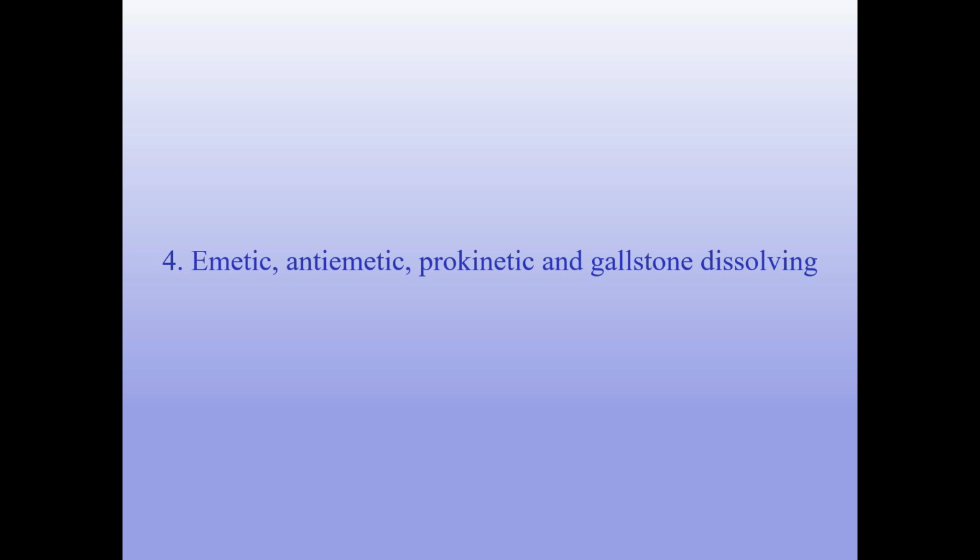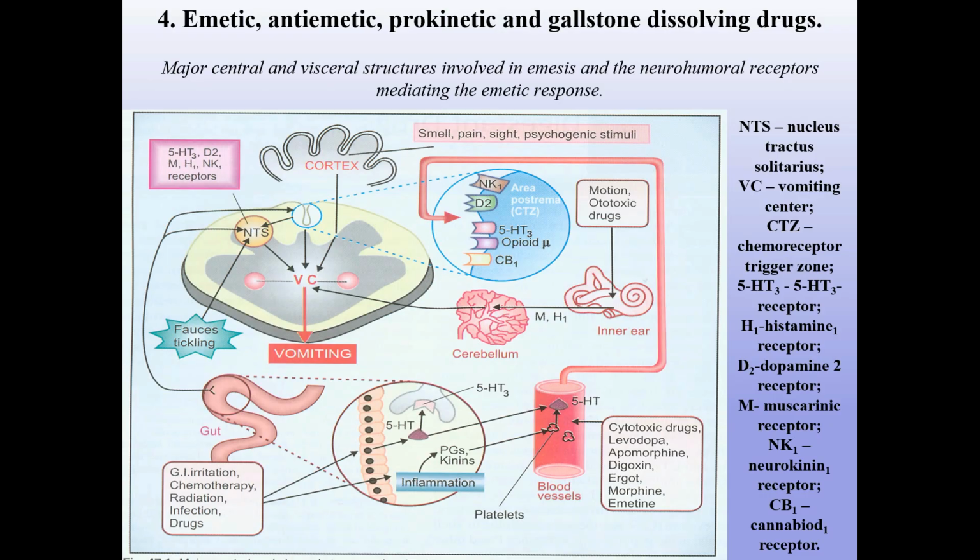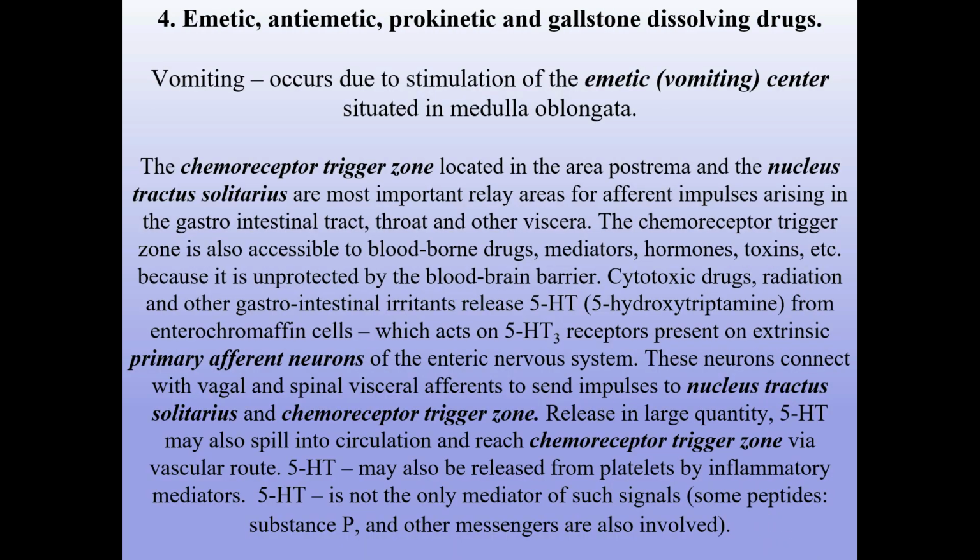The next part of our lecture is emetic, antiemetic, prokinetic, and gallstone dissolving agents. In here you can see major central and visceral structures involved in emesis and the neurohumoral receptors mediating the emetic response: NTS, VC, CTZ, 5-HT3, H1, D2, M, NK1, and CB1.